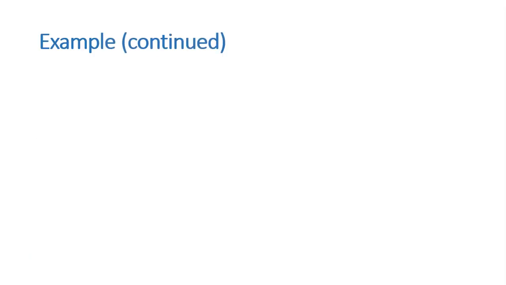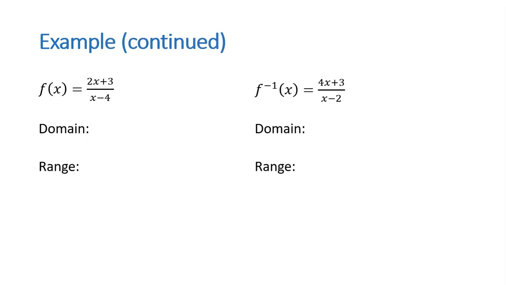Now let's look at our domain and range. So we've got our function, we've got our inverse, we want the domain and range for each of them. So these are rational functions with something other than a constant in the denominator. So we do have to take into account what would make us divide by 0. In our original function, the denominator is x minus 4. So the value of x that would make us divide by 0 is 4.